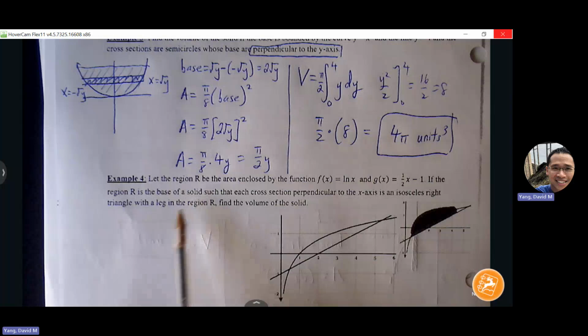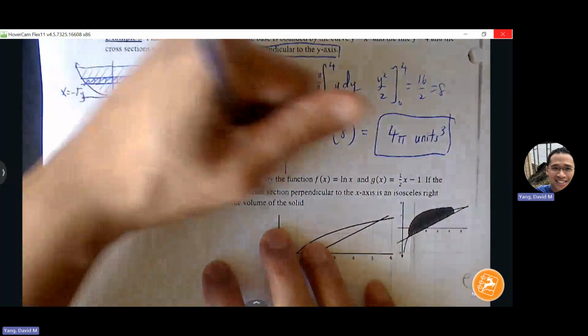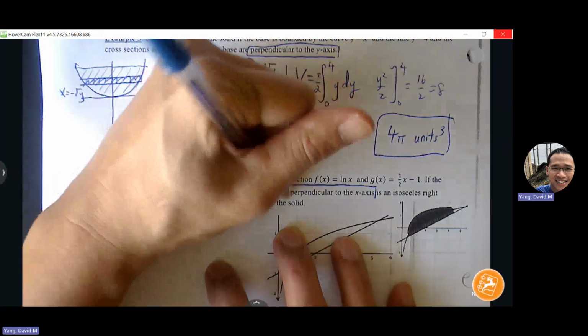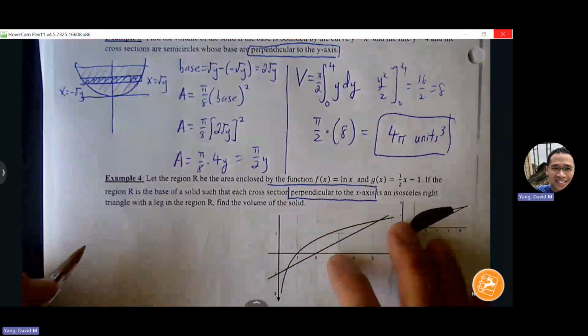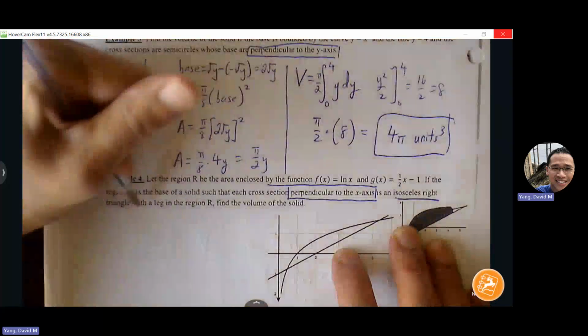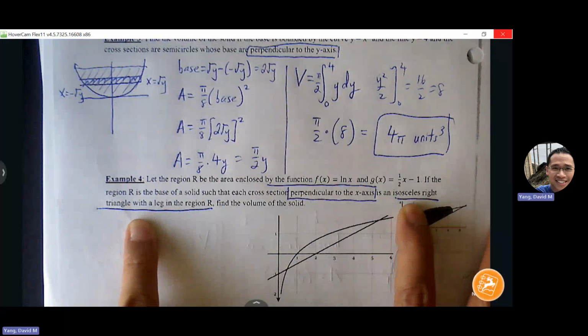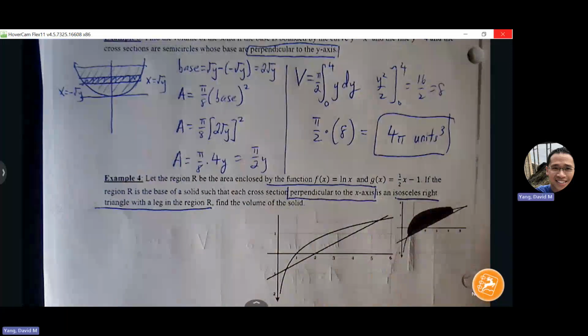If region R is the base of a solid such that each cross section perpendicular to the x-axis, so that tells us what direction to move in, is an isosceles right triangle with leg on the base. So we know that's going to be 1/2 base squared. Find the volume of the solid.